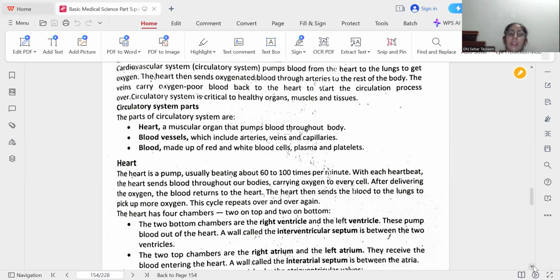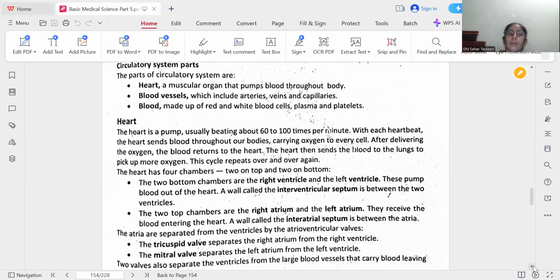The heart has four chambers, two on top and two on bottom. The two bottom chambers are the right ventricle and the left ventricle. These pump blood out of the heart. A wall called the interventricular septum is between the two ventricles. The two top chambers are the right atrium and the left atrium. They receive the blood entering the heart. A wall called the interatrial septum is between the atria.